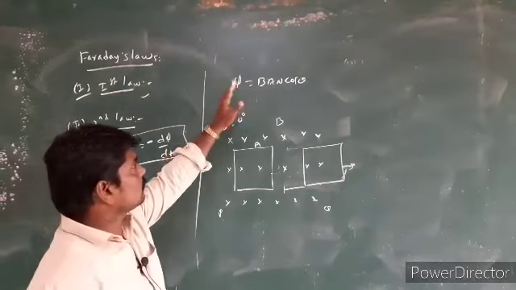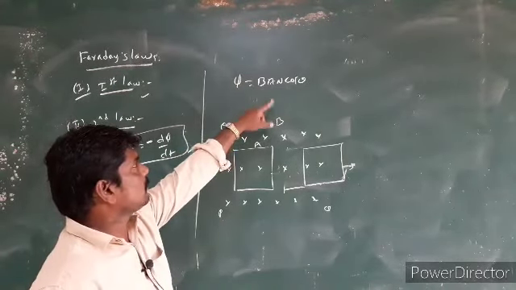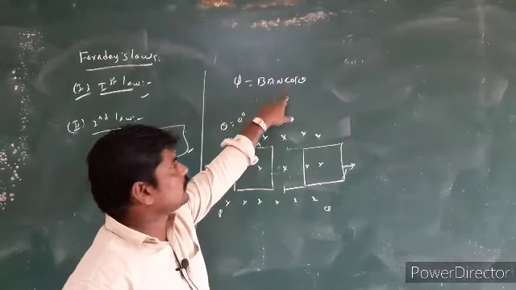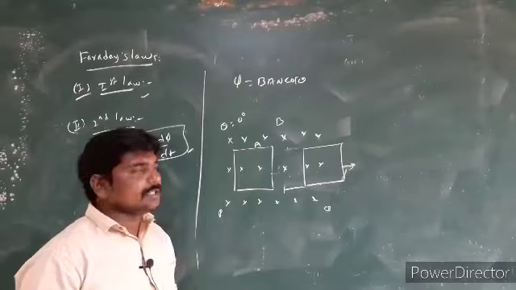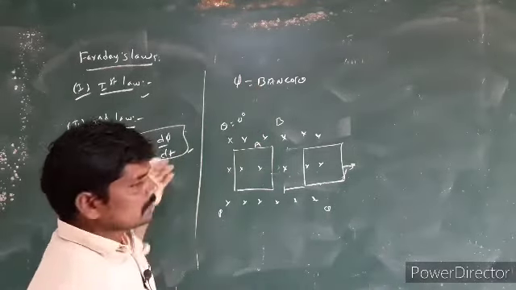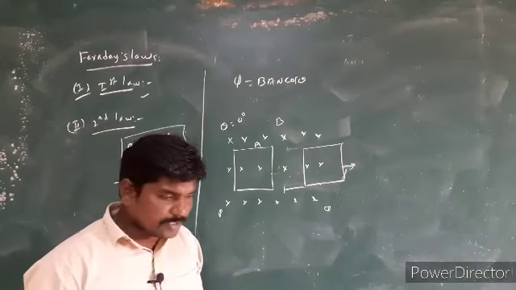Now, on what factors does the flux depend? The strength of the magnetic field, the area of the coil, the number of turns, and also theta. Among these factors, if any one changes, the flux changes. If the flux changes, we have Faraday's first law and Faraday's second law.